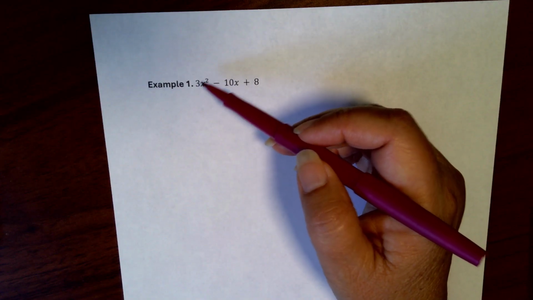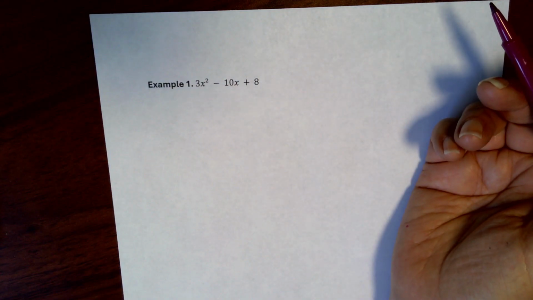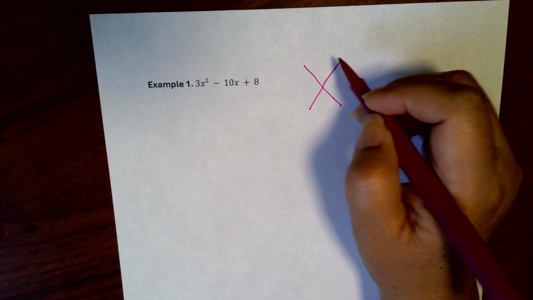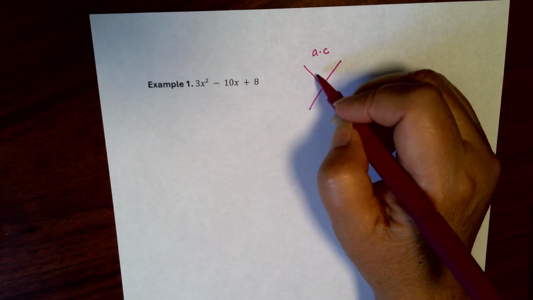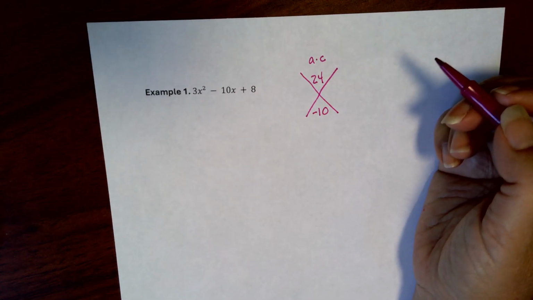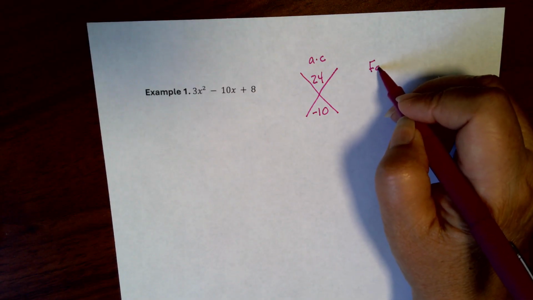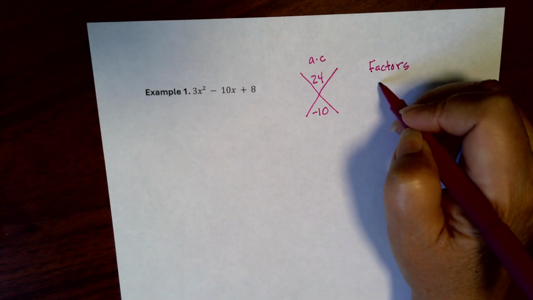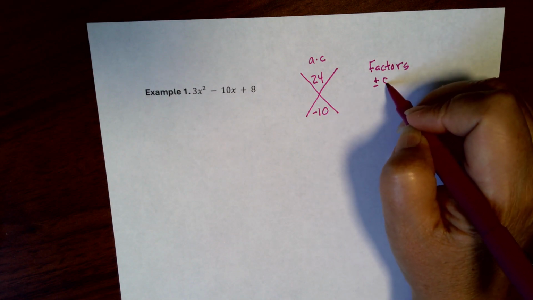So again, we have A, B, C, and we check, is there a common factor? No common factor. Okay, so up here, we put A times C. So A times C, and that's 24 and negative 10. Well, we already did all the factors of 24, but remember, we can just write them out again. So this is negative, so we have to think of the plus and the minuses.